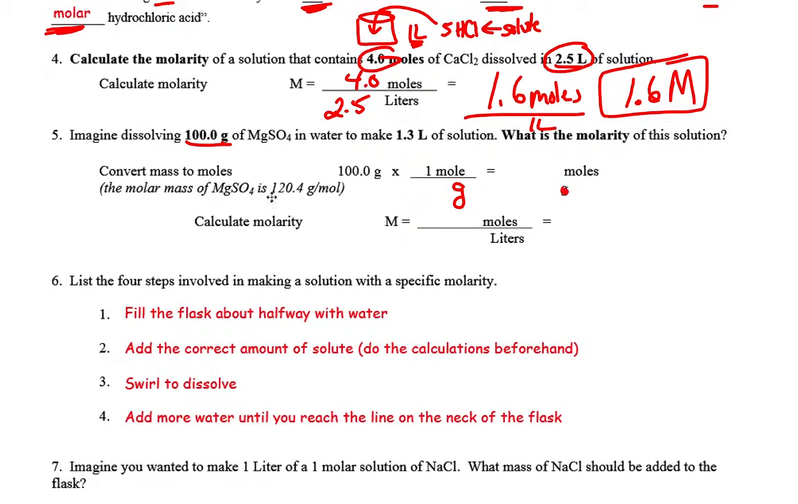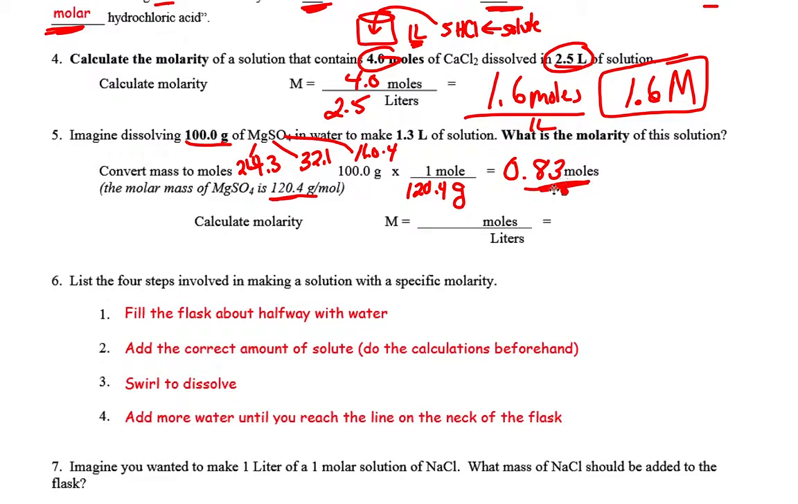Now, I was nice and gave you the molar mass here. If I didn't, you would have to look on the periodic table and add up 1 magnesium, 24.3, 1 sulfur, 32.1, and 4 oxygens, 16.0 times 4. You would add them all up and get 120. But I was nice and gave you 120.4. So 100 times 1 divided by 120.4, and if you do that, rounding to the hundredths place, you get 0.83 moles.